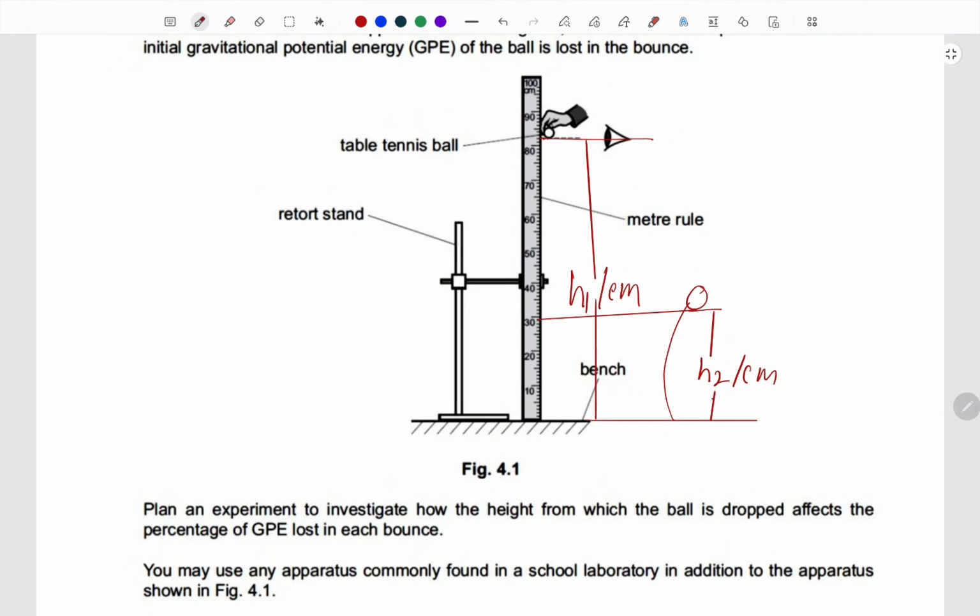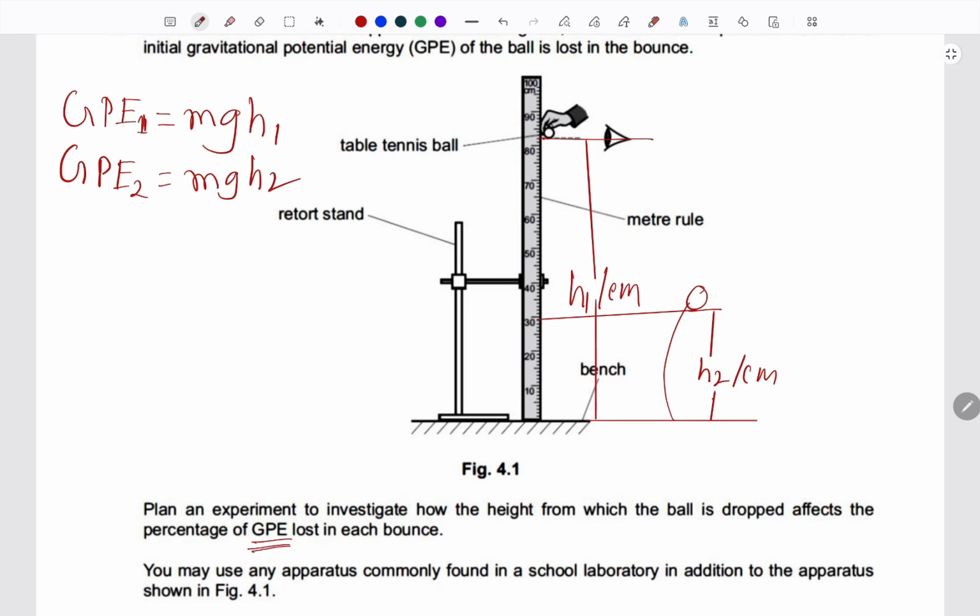Now we need to calculate the gravitational potential energy. So I need to find the initial gravitational potential energy, GPE1. Suppose this is the initial gravitational potential energy. We need to calculate mgh1, and then the final gravitational potential energy GPE2 equals mgh2.